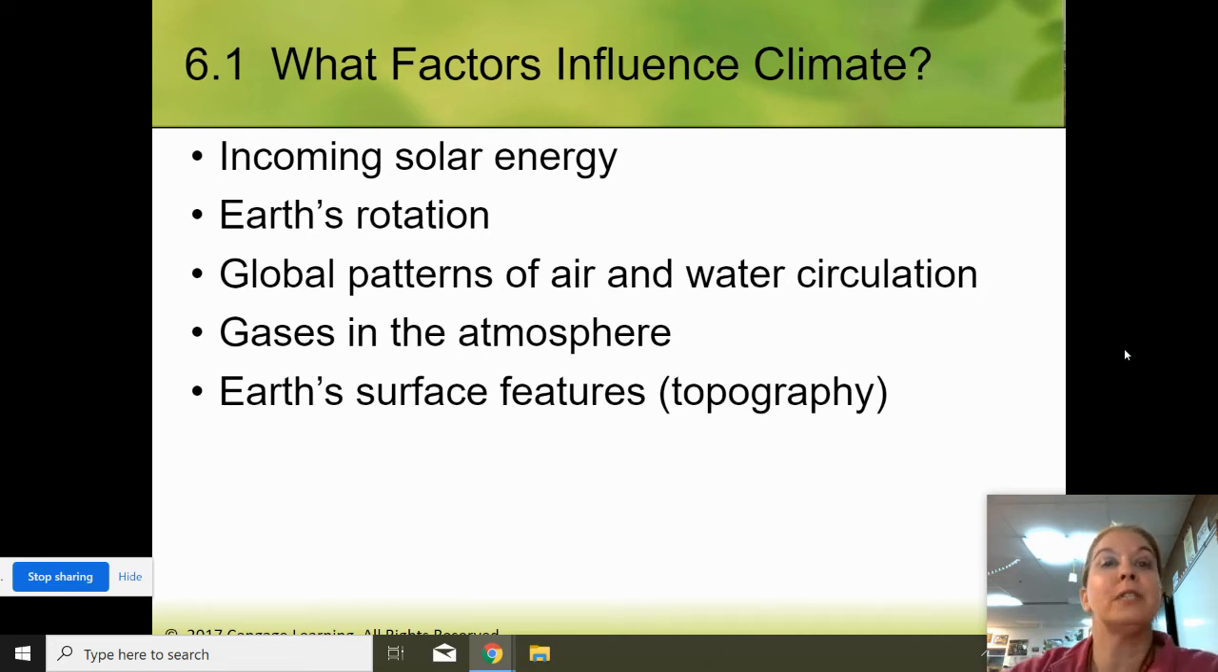Welcome to Chapter 6 Notes, Unit 1, What Factors Influence Climate? So here we go. Multiple things influence climate. So we have incoming solar energy, which is the sun, Earth's rotation, global patterns of air and water circulation, gases in the atmosphere, and then Earth's surface features as well, which is also called topography.